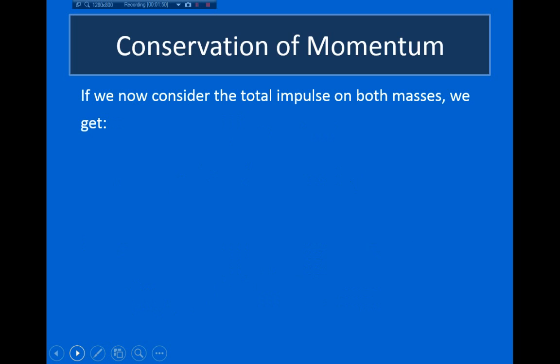So now what I'd like to do is consider the sum of these two. I'd like to look at the total impulse, that is the impulse exerted on mass 1, plus the impulse that's exerted on mass 2. And we know from the impulse momentum theorem that this has to equal the change in the momentum of mass 1 plus the change in the momentum of mass 2.